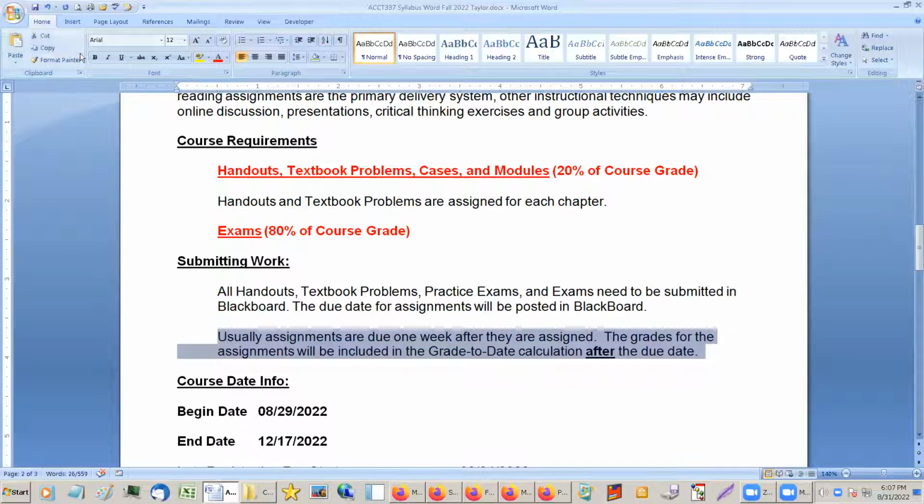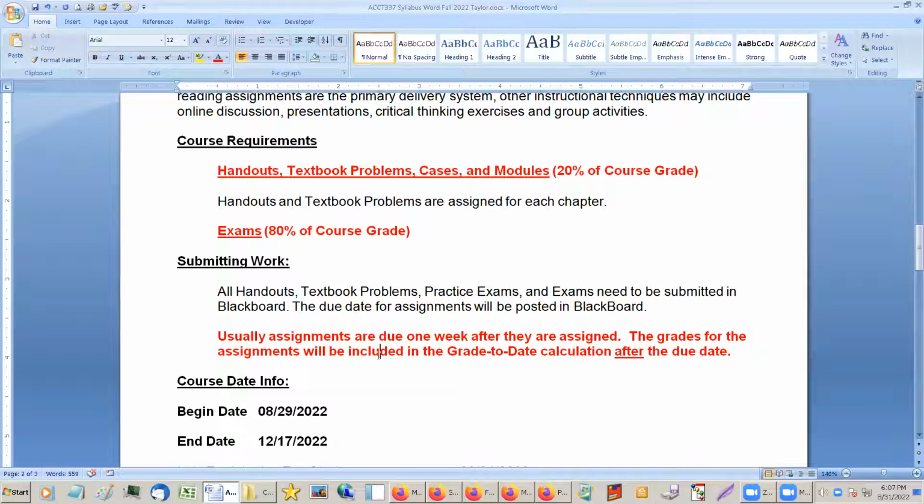This is an important one. After the due date on the tests or any of the assignments, those get included with your grade to date. However, you can still turn them in. So if you didn't turn it in on time, that does not mean that you can't still turn it in. I do take late assignments. I don't take any points off of them, but obviously there won't be a grade in there until you turn it in.